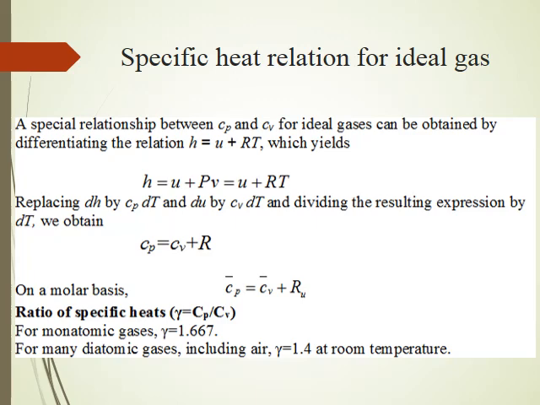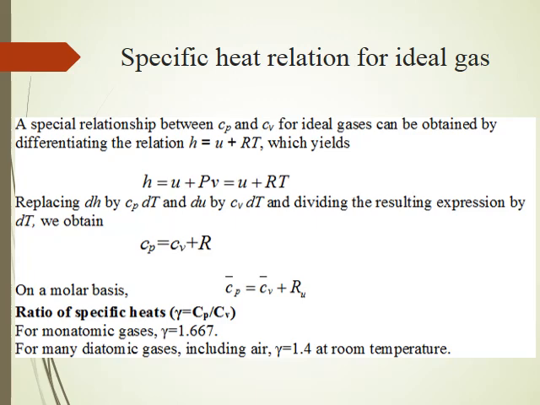Now the special relationship between Cp and Cv for ideal gas can be obtained by differentiating the relation H is equal to U plus RT, which yields the following result. You replace dH by CpdT and dU by CvdT, and dividing the resulting expression by dT, we obtain Cp is equal to Cv plus R. And this is the expression that you must have been using since your class 11th or 12th. While we will be dealing with the chapter of property relations, we are going to prove it again by mathematical operations.